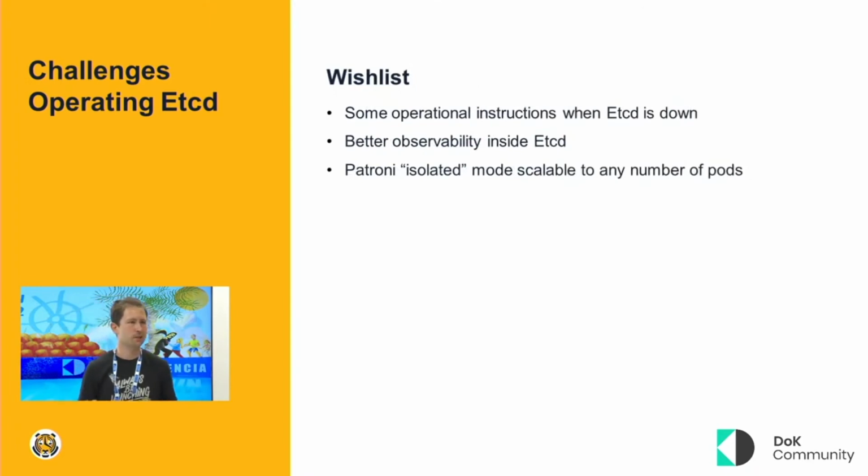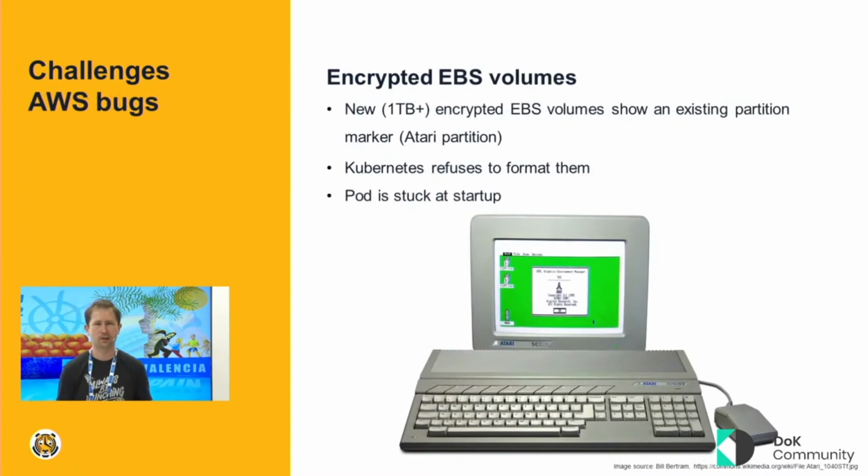Of course, we would like etcd to be more accessible in terms of health monitoring, and we would like to avoid these problems when etcd is down, because it's a huge pain for other parts of the Kubernetes cluster. So better observability, better fire drills, better support in Kubernetes. AWS bugs, sometimes vendor bugs spill into the Kubernetes platform.